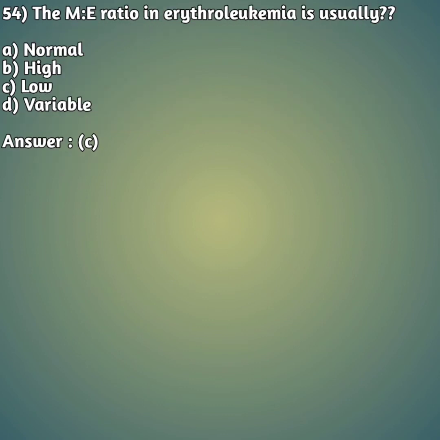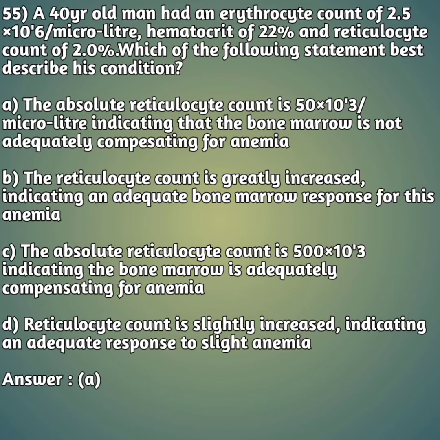The M:E ratio in erythroleukemia is usually, what do you mean by M:E? That is myeloid to erythroid ratio. In erythroleukemia it is usually: option A, normal. Option B, high. Option C, low. And option D, variable. So the right answer is answer C, low. So friends, next our 55th question is a case study kind of question, so just be careful while reading the question.